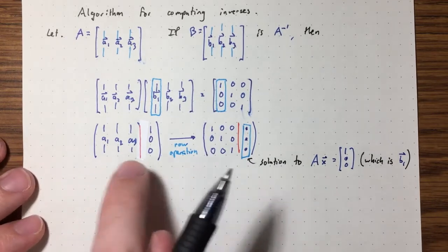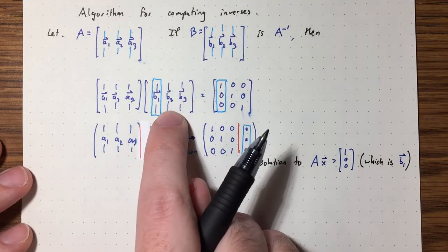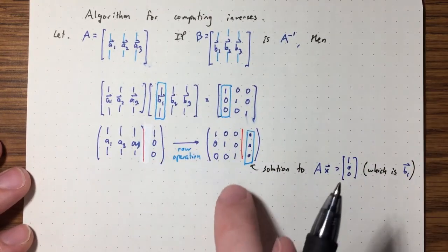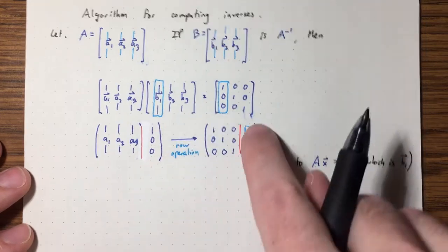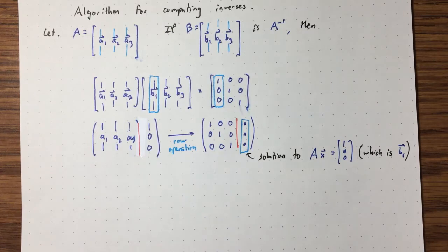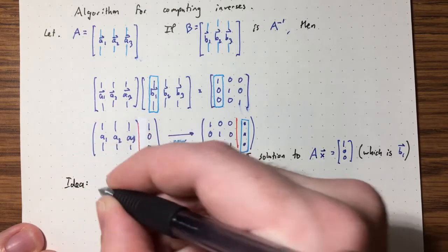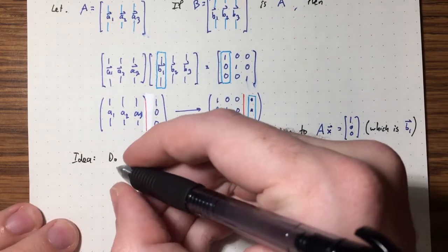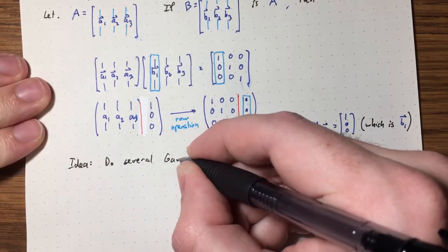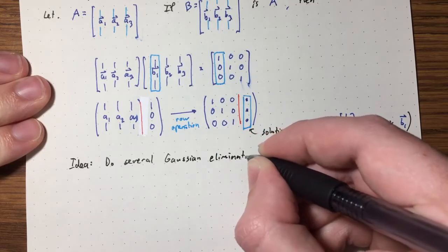I just do Gaussian elimination, and I put the vector 1, 0, 0 over there. And then to find the second column, I should do the same thing but with the vector 0, 1, 0 put in place there. And then to find the third column, I should do the same thing, but with the vector 0, 0, 1 put in place there. But that's tedious, right? We don't want to do all of that. So the idea is to do several Gaussian eliminations at once.